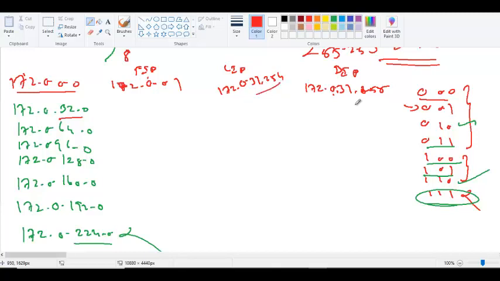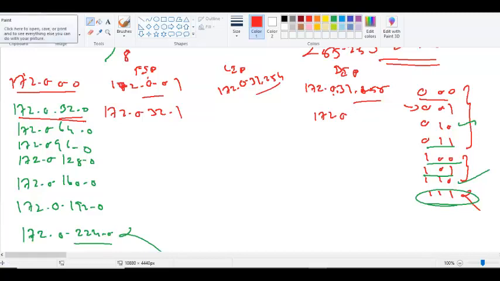Likewise, for this department, 172.0.32.1, the broadcast will be 172.0. Can someone say what will be the broadcast? 63, because the next network is 64. Likewise, you fill the remaining, you know what to do.